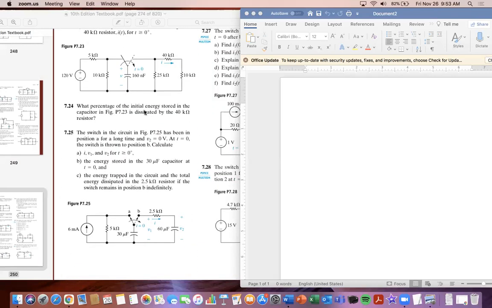Okay. The switch in the circuit in 7.25 has been in position A for a long time, and V2 equals 0 volts. At time equals 0, the switch is thrown to position B. So then find these values. Okay, this is when we have 2 capacitors in a circuit. That's why it's interesting.